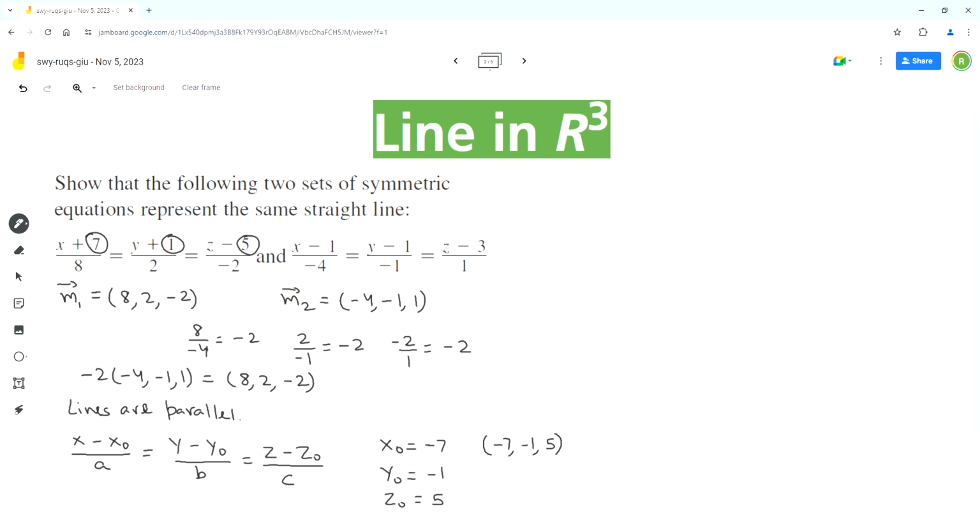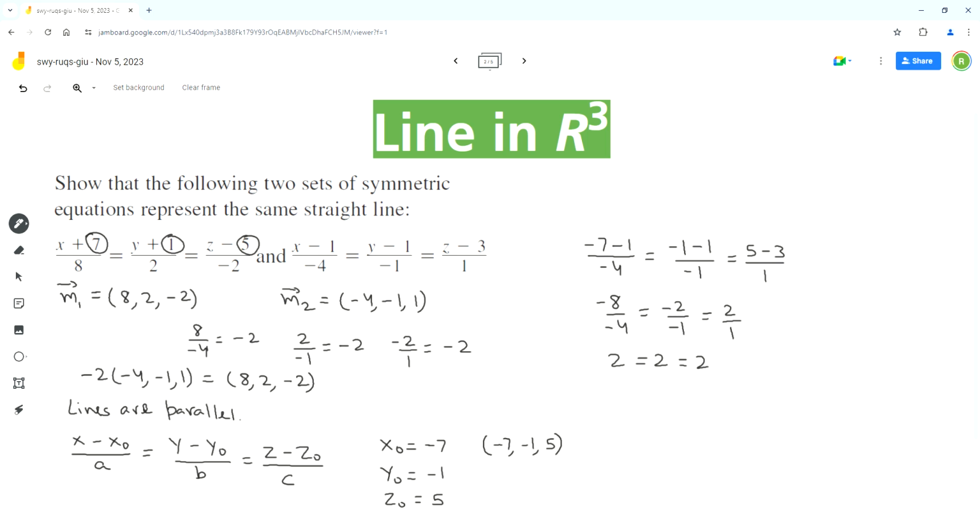Now we have to check whether this point lies on the line represented by the other equation. So for that we should sub in x as -7, y as -1 and z as 5 and see if we get the same result from each fraction. We get the same result from each fraction. So that means that the point -7, -1, 5 also lies on the other line.